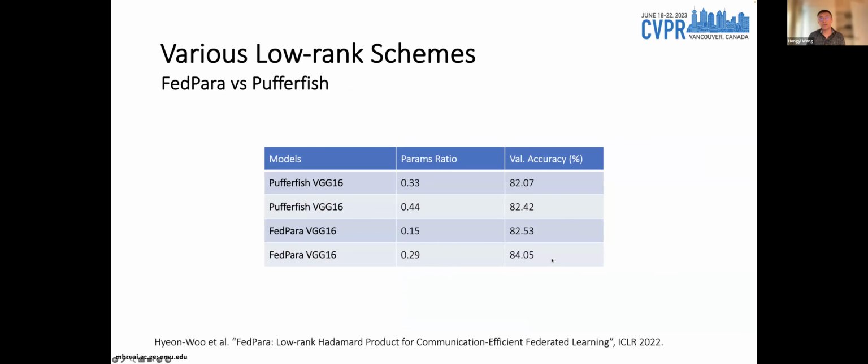So this is telling us the normal factorization scheme may not be the best way, and a more complex factorization scheme can be explored. So that's for the low rank factorization in the normal federated learning scenario.